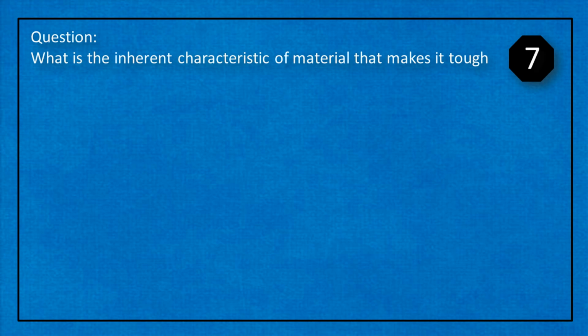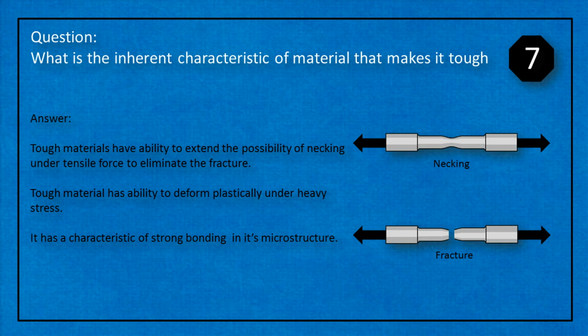Question: what is the inherent characteristic of a material that makes it tough? Answer: tough materials have the ability to extend the possibility of necking under tensile force to eliminate the fracture. A tough material has the ability to deform plastically under heavy stress. It has a characteristic of strong bonding in its microstructure.